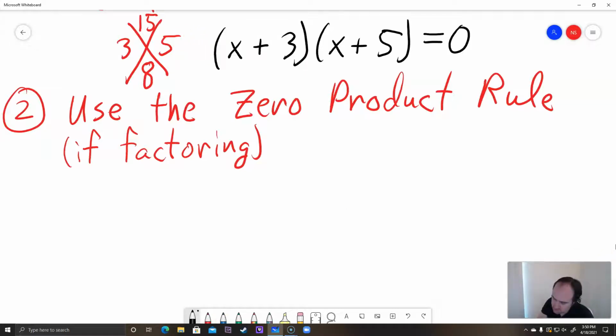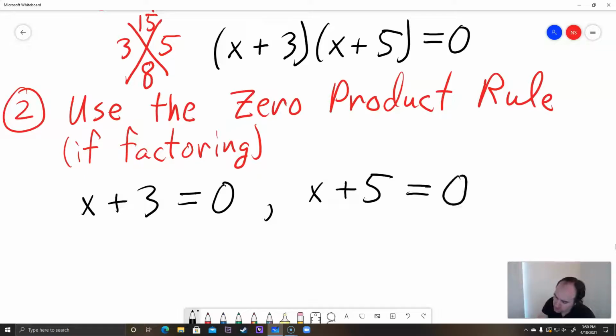So it's just saying x plus 3 equals 0 or x plus 5 equals 0. If two things are multiplied together and they equal 0, either the first thing has to be 0 or the second thing has to be 0, because any number times 0 is 0. Notice all we did is split it up into two equations, and we set each one equal to 0.